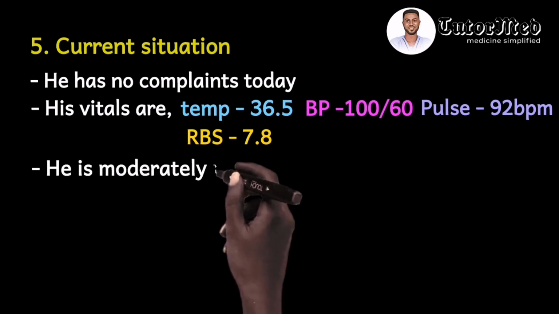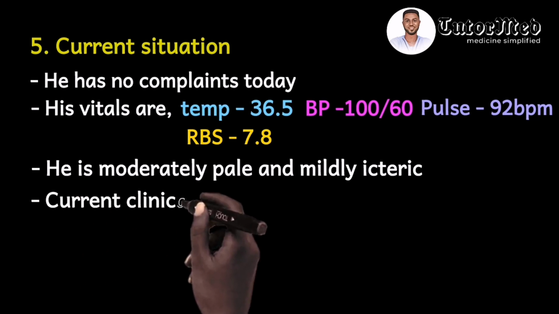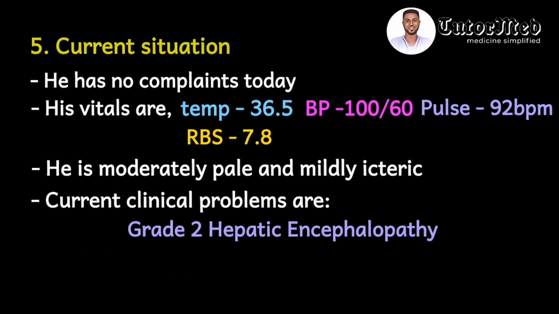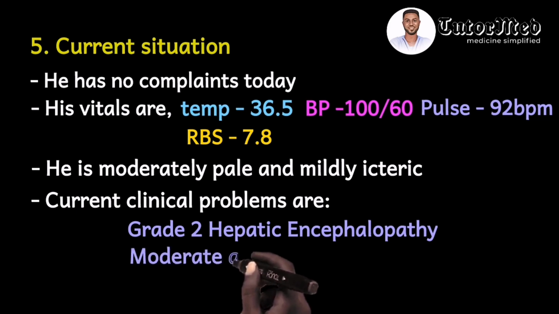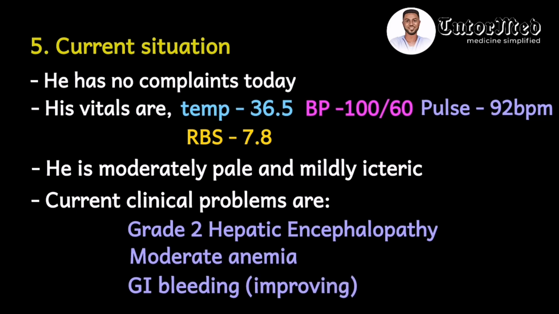He is moderately pale and mildly icteric. His current clinical problems are grade 2 hepatic encephalopathy, moderate anemia, and then GI bleeding, which is improving. And so you end your clinical case this way. And if there are any lapses in your case presentation, the consultant physician in charge will point them out and will teach us how they should be next time.